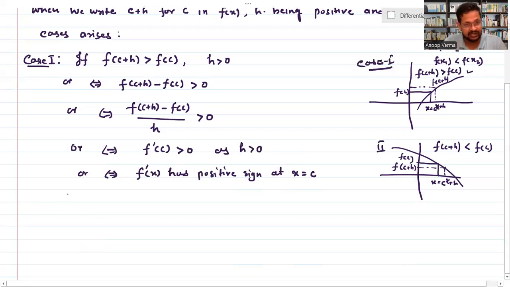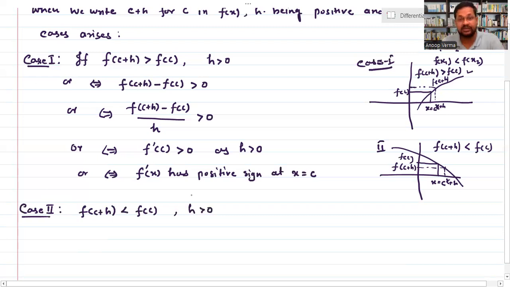Okay, let's take case second, where we take the function as decreasing. If f(c plus h) is lesser than f(c), and h is positive as well, then f(c plus h) minus f(c) will be lesser than 0, and again you can divide by h.